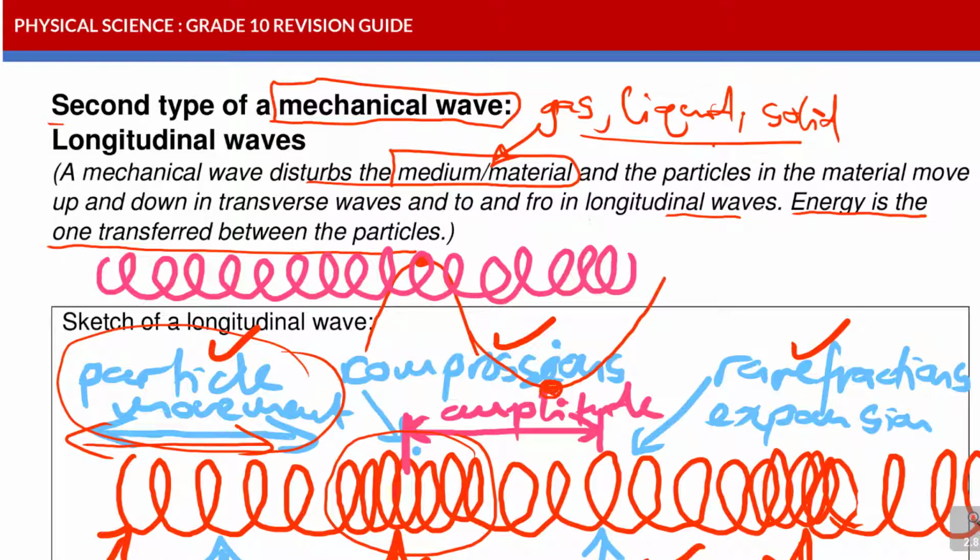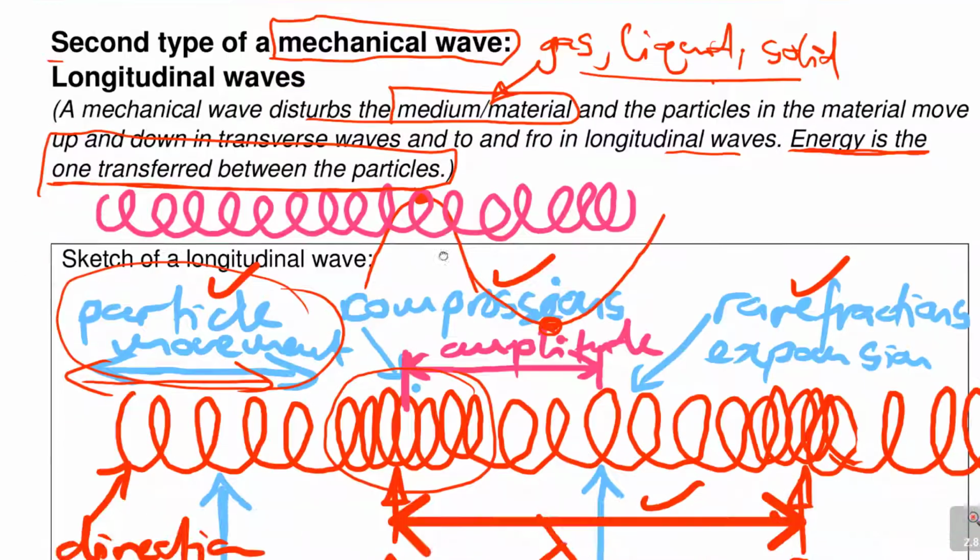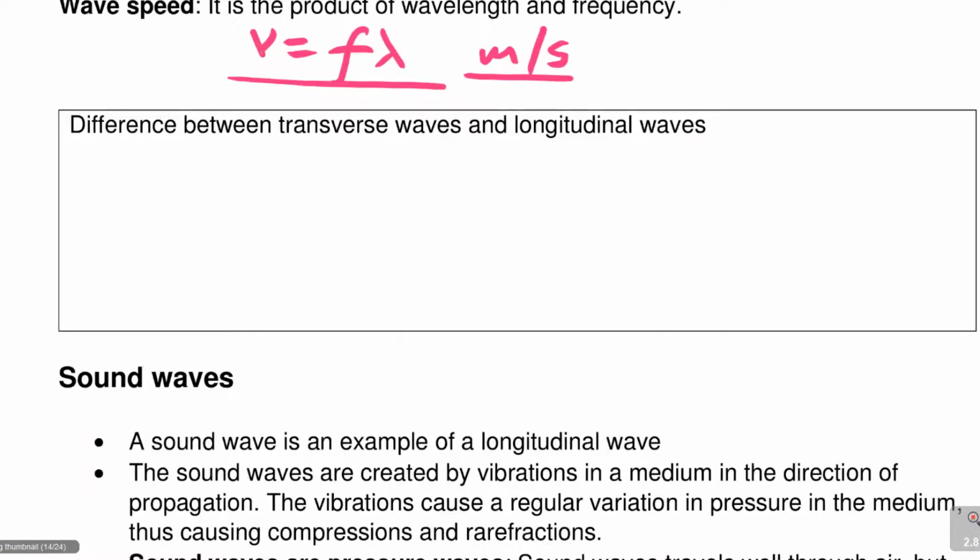And then we are also saying in here, particles are not moving from one point to another, but they are oscillating up and down and to and fro. Only energy is the one that is transferred between the particles. So in longitudinal and transverse waves, it's the energy that is being transferred between the particles, but the particles themselves are not moving, they're just oscillating to and fro and up and down. But now you will also look at differences here.